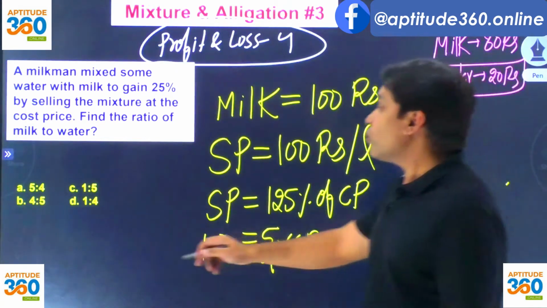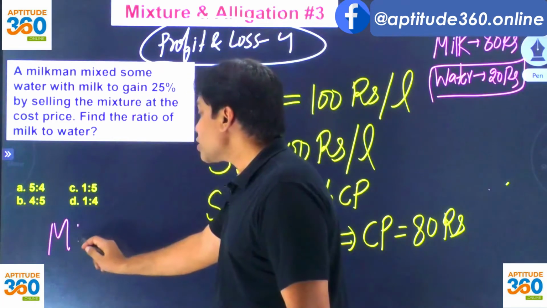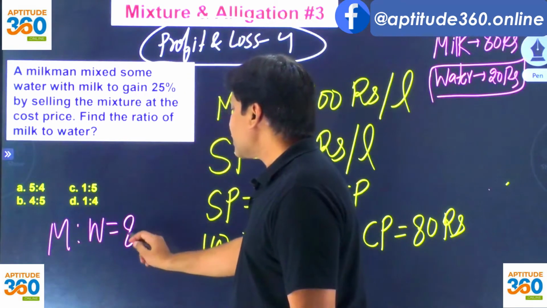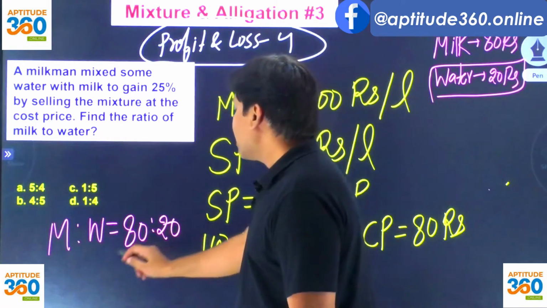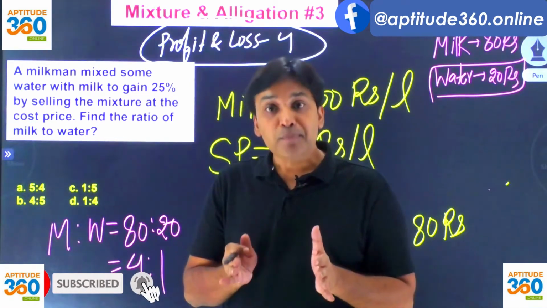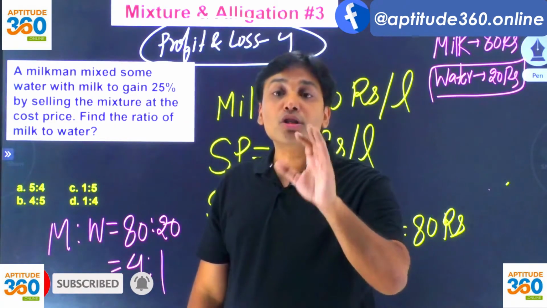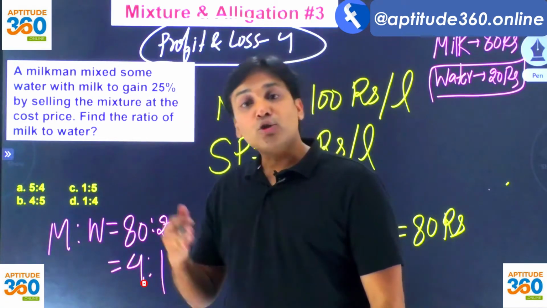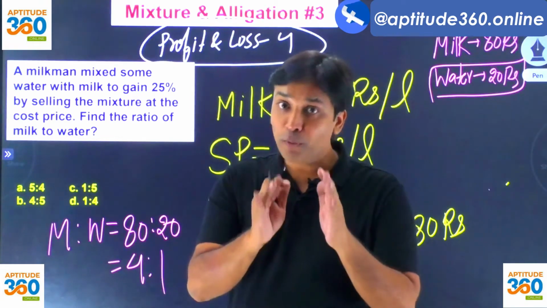So what is going to be the ratio of milk and water? Milk 80 rupees का, water 20 rupees का. I would say this is 4:1. मेरा काम हो गया खत्म. यानी उस मिक्सचर में 800 ml was milk and 200 ml was water. I hope you're getting this.